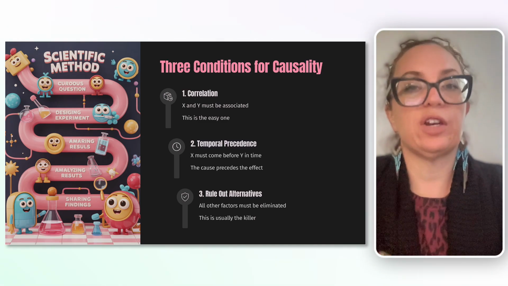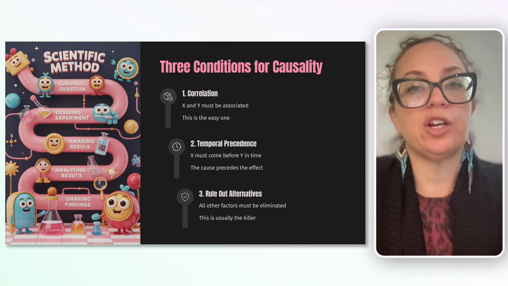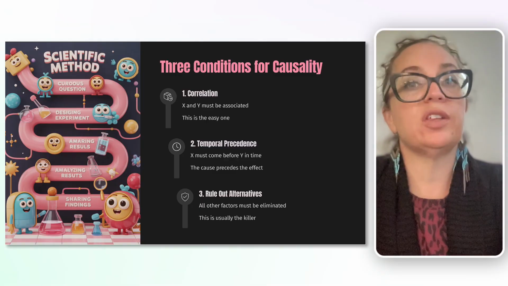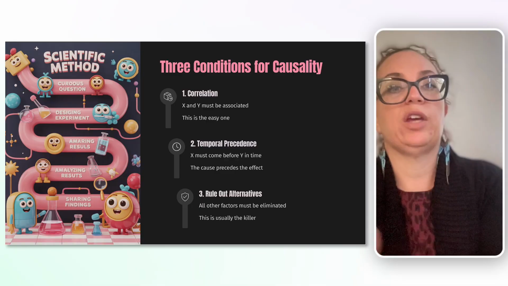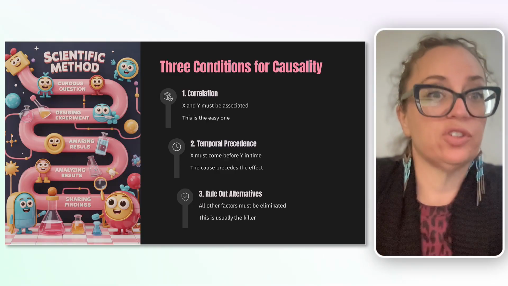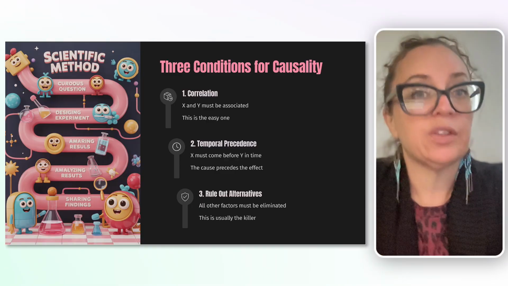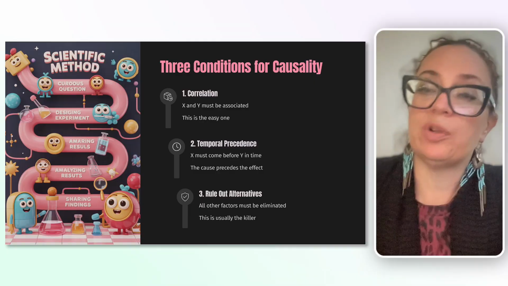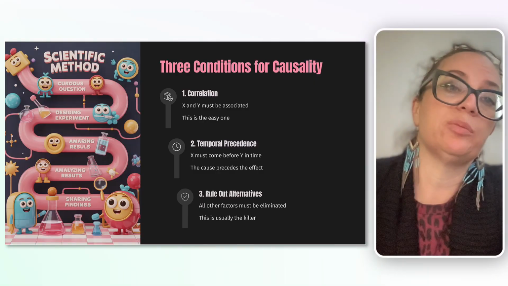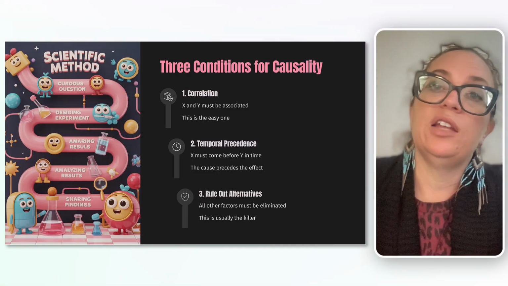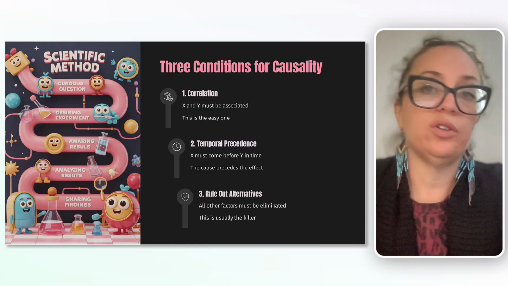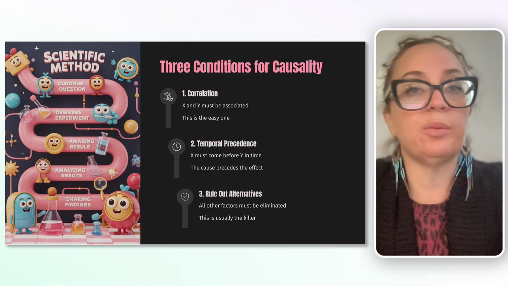Condition 3 is all other factors must be ruled out. This is the third variable problem, again, and it's usually the killer. To prove that X causes Y, you have to rule out all other explanations. All of them, every single one. Can you really do that? Can you ever be 100% certain that you've ruled out every possible third variable? Not really. And that's why establishing causation is so difficult and why we have to be so careful about causal claims.